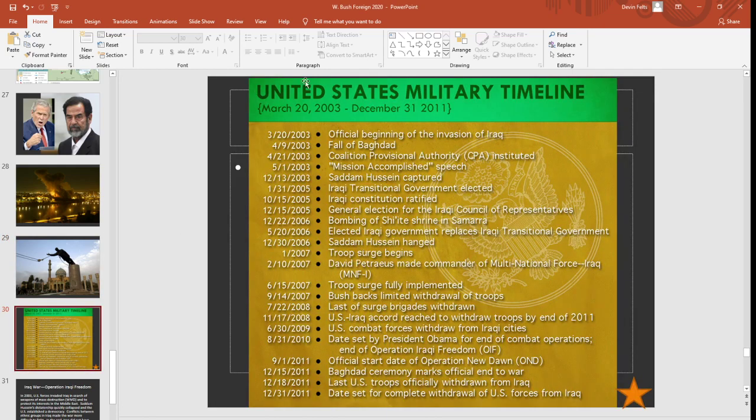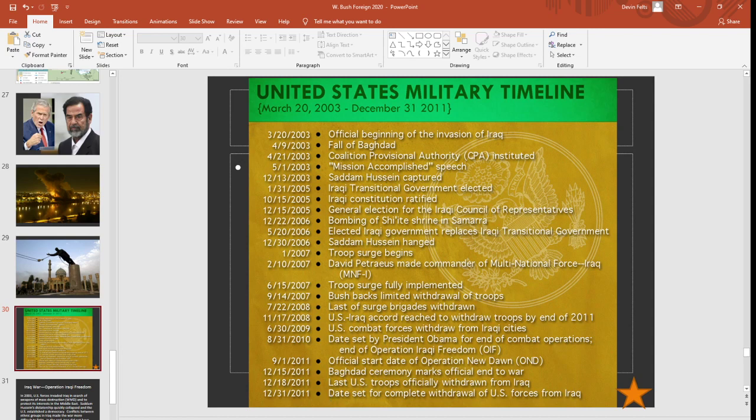So, let's take a look at this timeline. This is a timeline of the United States military in Iraq. So it's from March 20th, 2003 to December 11th, 2011. March 20th is the official date of the invasion into Iraq. There's a couple of important points here. The fall of Baghdad in April. We see years later, we start to see more troops being committed. And then eventually, during the Obama administration, a date is set for complete U.S. withdrawal from Iraq.